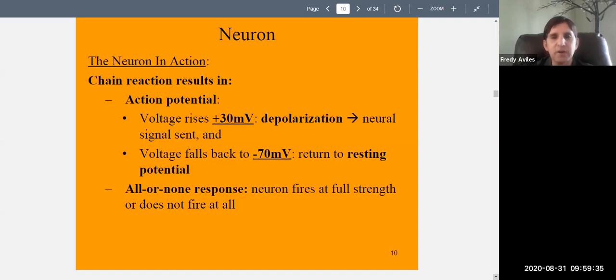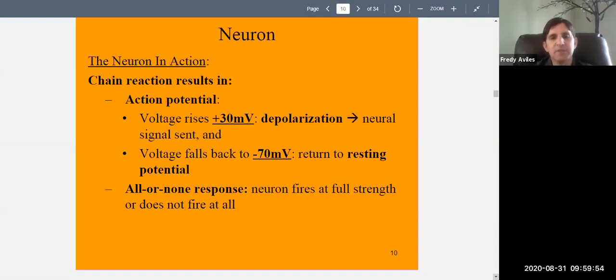When it gets to +30 millivolts, so now you have a positive electrical charge, that is called depolarization. That is when the neuron fires. That is when it sends a signal. The voltage after that will fall back down to -70 millivolts. It will return to its resting potential.